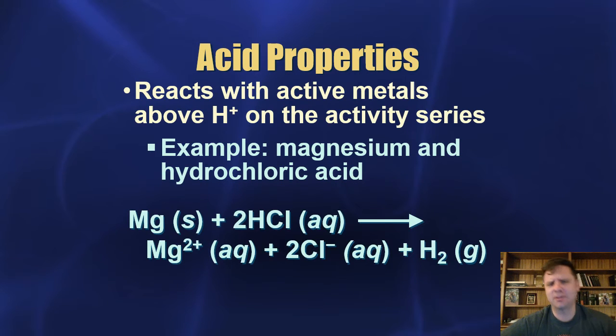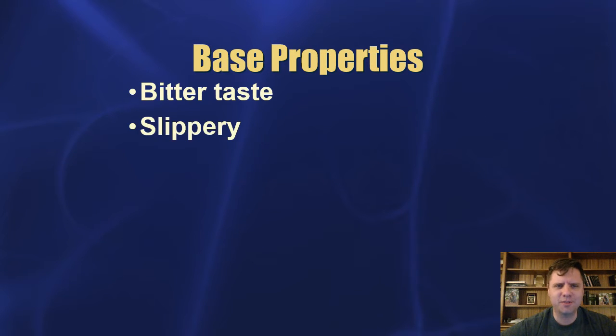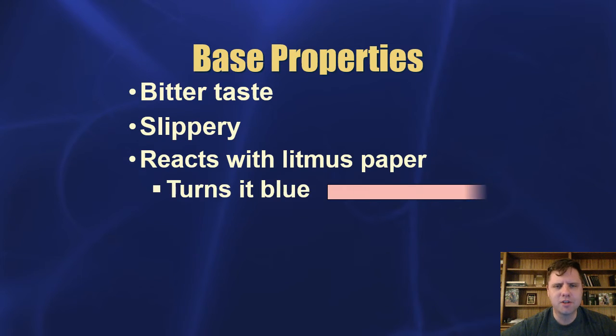So magnesium plus hydrochloric acid looks kind of like this. You get magnesium 2+ ions aqueous as a result of it, along with some chloride ions aqueous. You get hydrogen gas that comes off of that reaction. Now, base properties. Bases are bitter to the taste. They are slippery in nature. They react with litmus paper, turning red litmus paper blue.